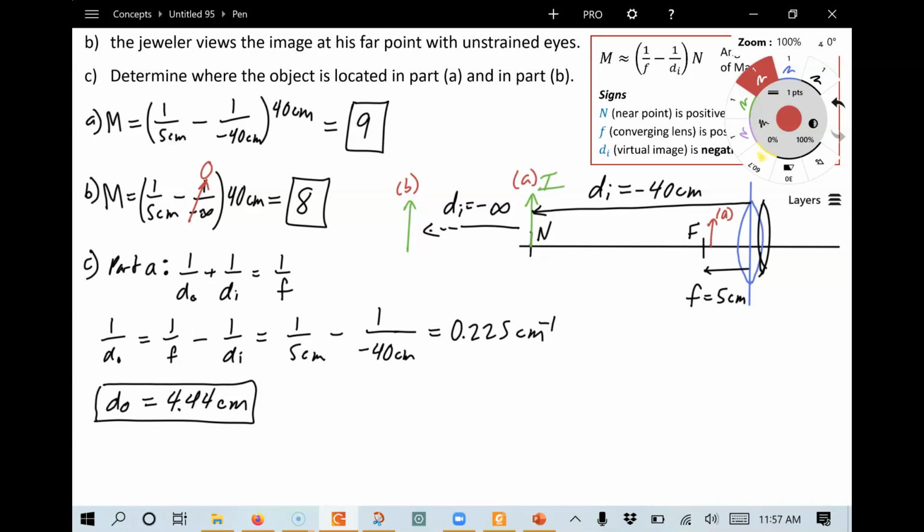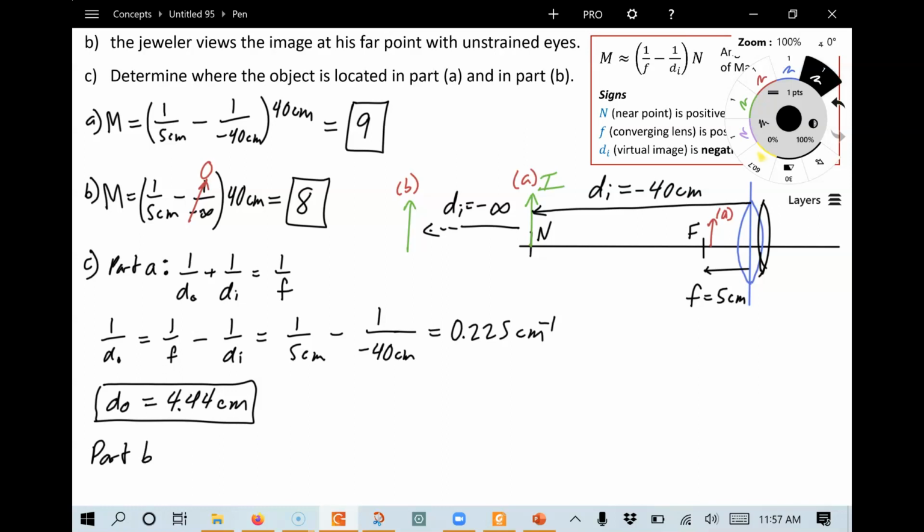And remember, when you get things close to the focal point, that's when you get large magnification. So that's what's going on here. Close to the focal point, inside the focal point, giving you a large virtual image. Let's do the same thing for part B.